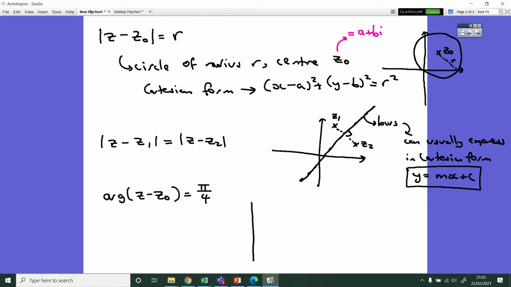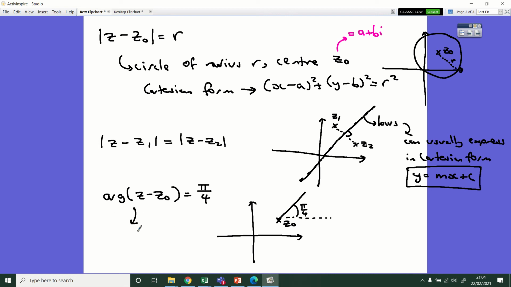So this type is going to have a fixed complex number z0. And then the argument normally is centered at the origin, but this translation here is going to move our center across to z0. And then if the argument of z minus z0 is pi over 4, which is 45 degrees, then we're going to get a half line. So there's your locus. And the argument goes there.